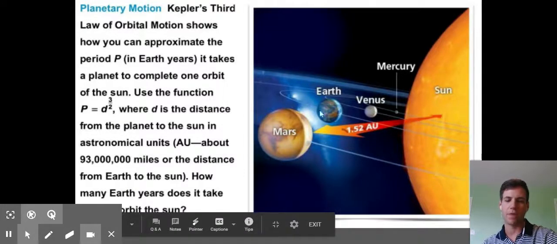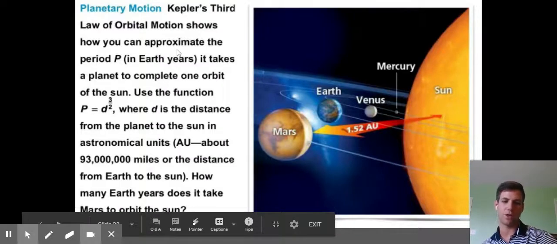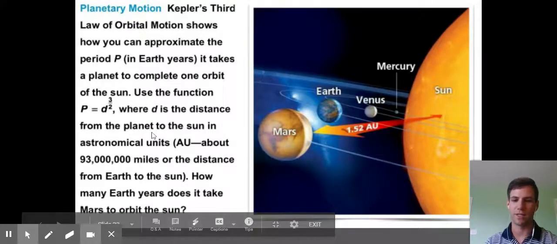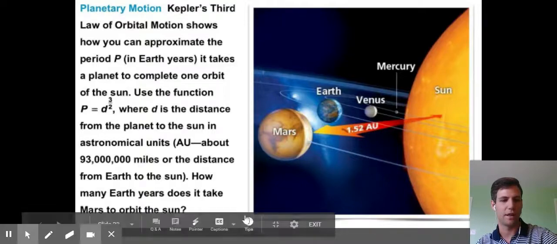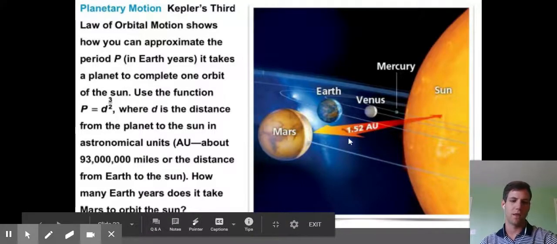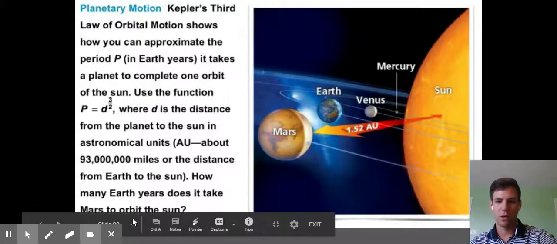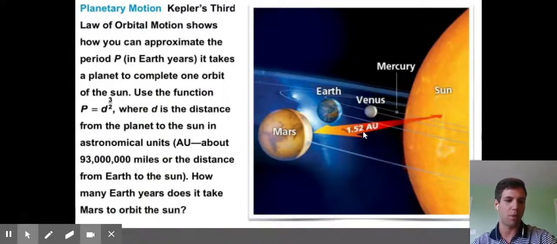Now that you've read through it, we are trying to figure out how many Earth years it takes Mars to orbit the sun. And our picture tells us that if the Earth from the sun is 1 astronomical unit, which is 93 million miles, Mars is 1.52 astronomical units. So it essentially is about 50% farther away from the sun than the Earth is.